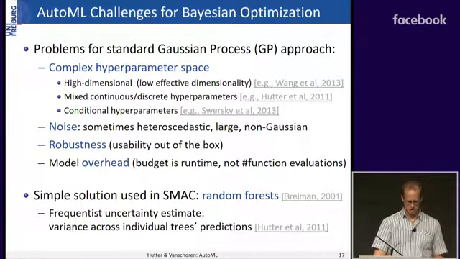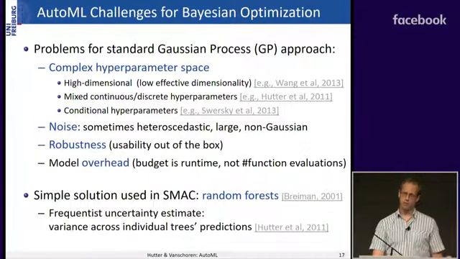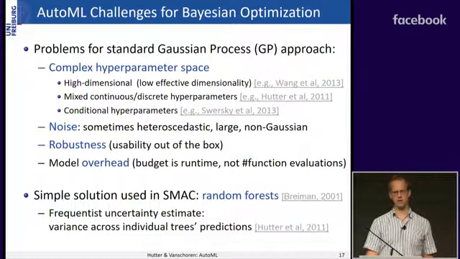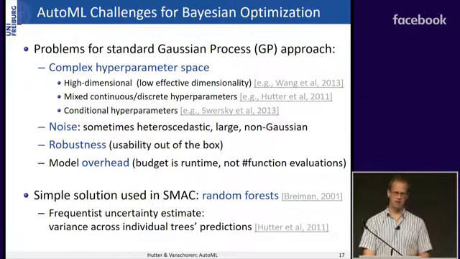And what we use here is typically frequentist uncertainty estimates. So we just model the variance across the individual trees' predictions. So if all the trees predict the same thing, then we're certain. If the trees predict something different, we're uncertain. So it's a simple model that we actually use in the 700-dimensional space.